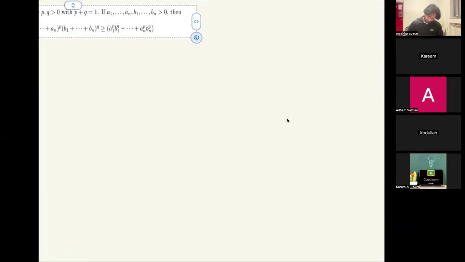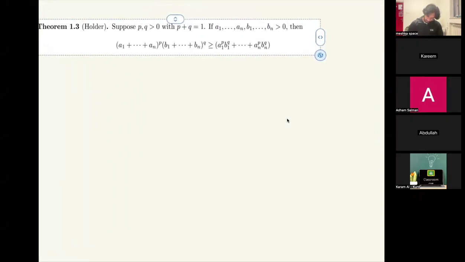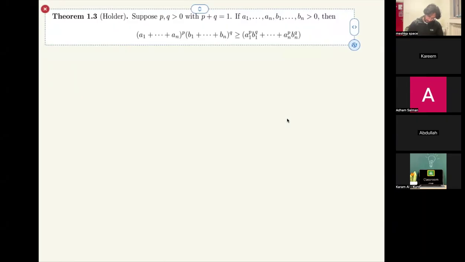All right, so this is the statement of Holder's inequality. Holder's inequality has two sets of variables, A1 through AN and B1 through BN. So it's not like AMGM. In AMGM there's just A1 through AN. Now there's two sets.